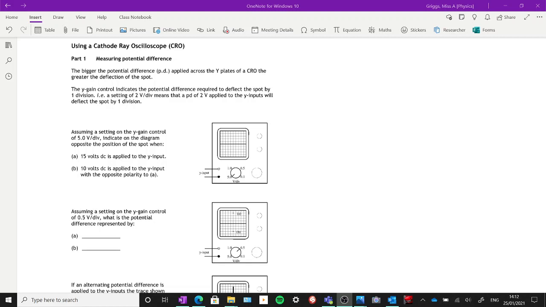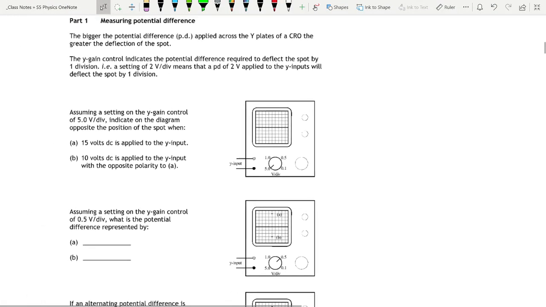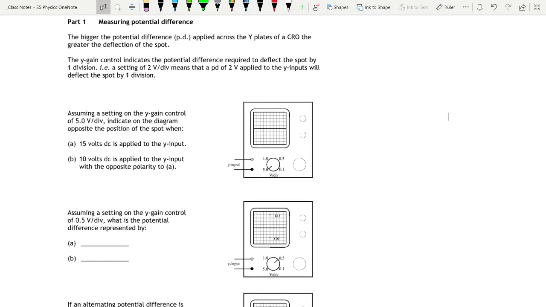Okay, using a cathode ray oscilloscope is something that you have done before in National 5, so you should be familiar with it. All it takes is a little bit of reading from scales. So measuring potential difference is the stuff that you did in National 5. The bigger the potential difference applied across the Y plates of a cathode ray oscilloscope, the greater the deflection of the spot. Basically if it's 1 volt, it might go up 1 division. If it's 10 volts, it might go up 10 divisions, depending on the scale that you've got set.